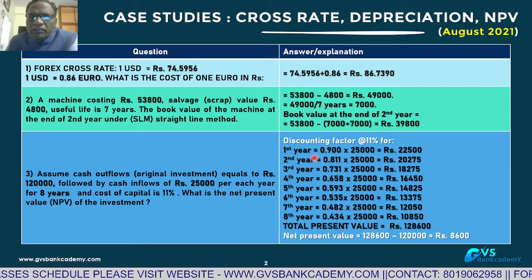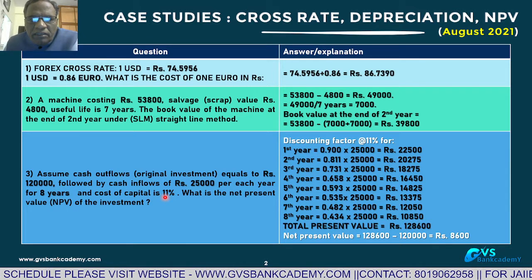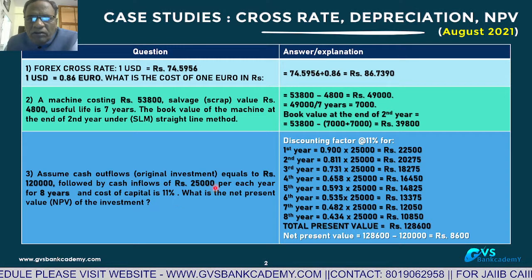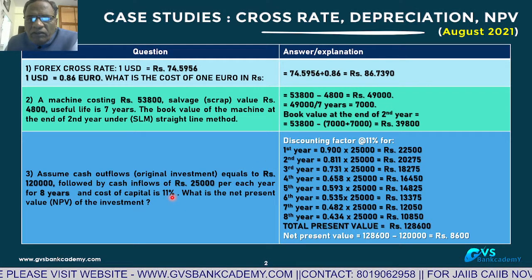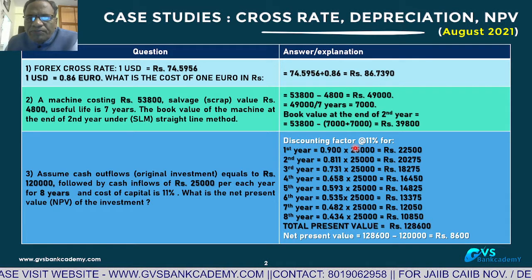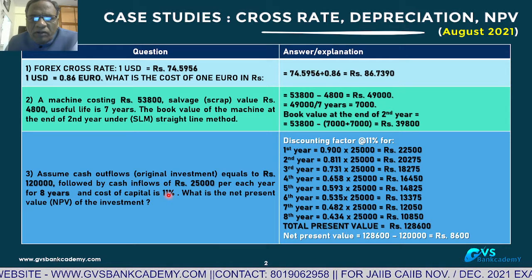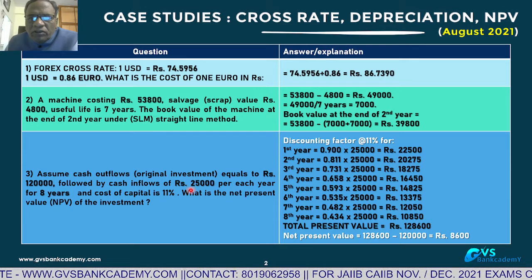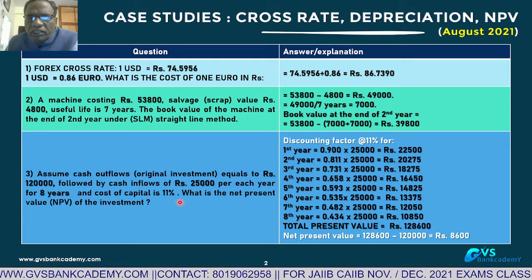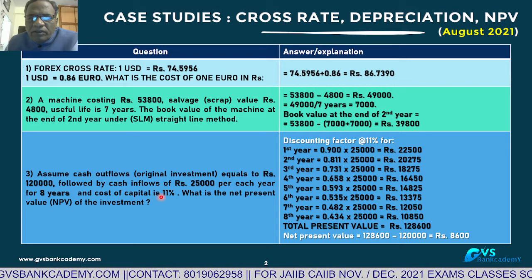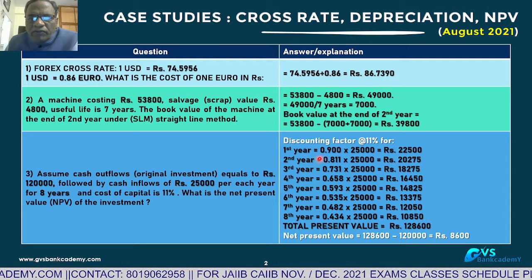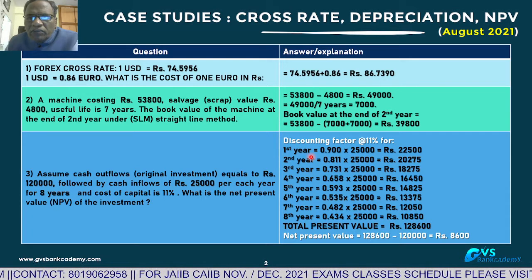How are we going to calculate this? Simple. Take the calculator: 1 divided by 1.11. That is the discounting factor calculation. Press equal. You will get 0.900. Once again I am repeating: take the calculator, 1 divided by 1.11, and you will get the discounting factor for the first year, which is 0.900.